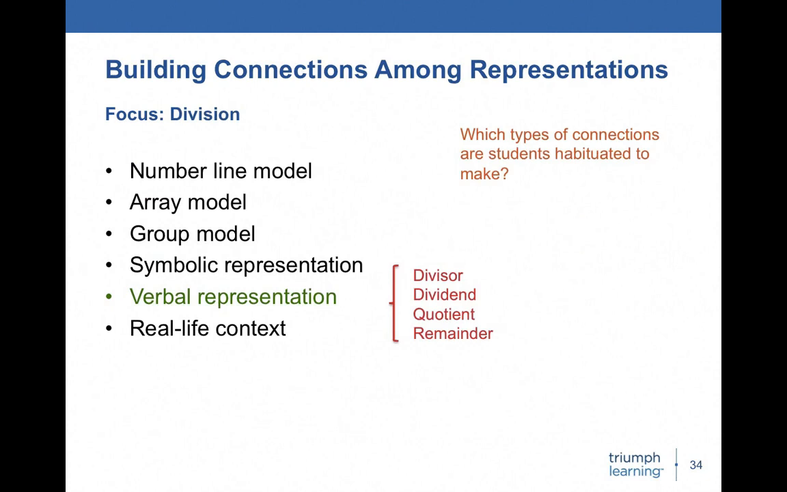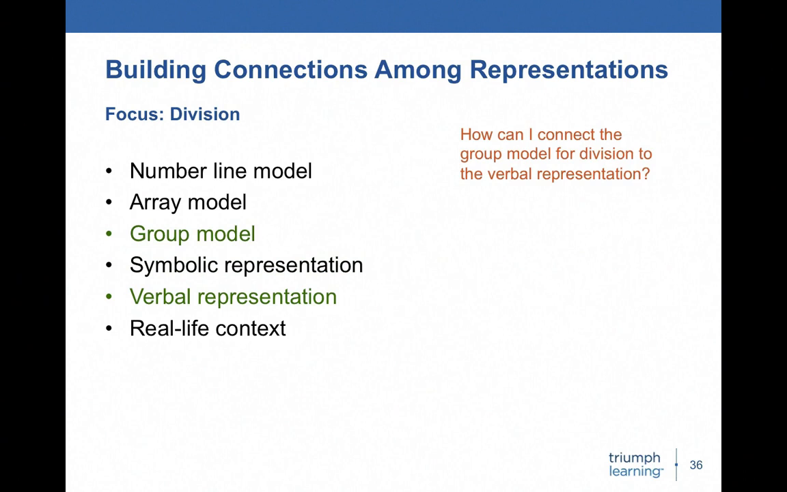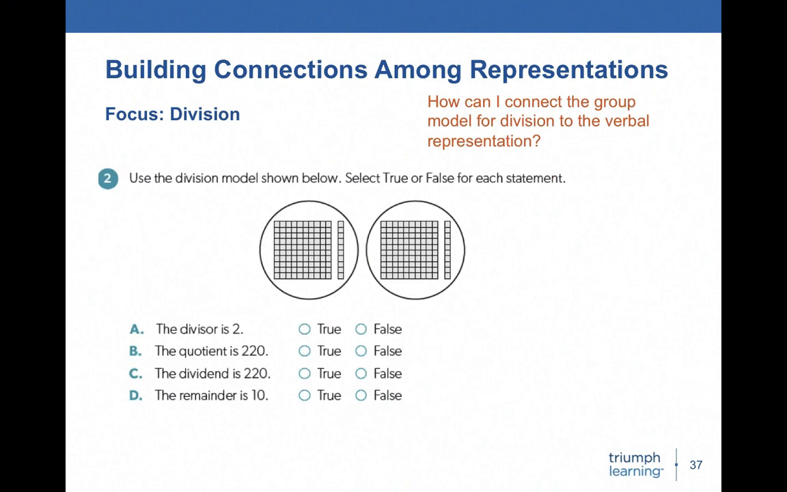One of the things that we have to take a look at, too, is what connections students are habituated to make and which are new. Because it's important for us to make new connections and not just rely on the ones that they're used to seeing. For example, students are used to connecting the word dividend to a symbolic representation. The word remainder they see as the little r that shows up in a symbolic representation. But what if we were to change this around and ask them to link it to a model instead? To take the verbal representation and link it to a model. What would that look like?